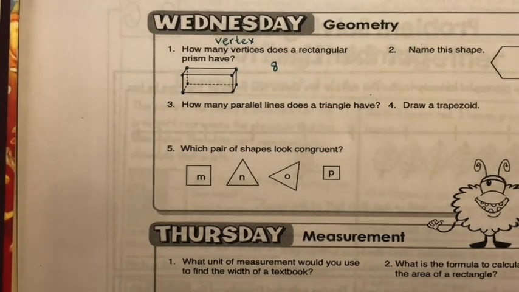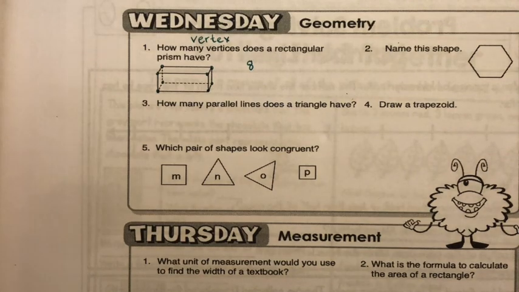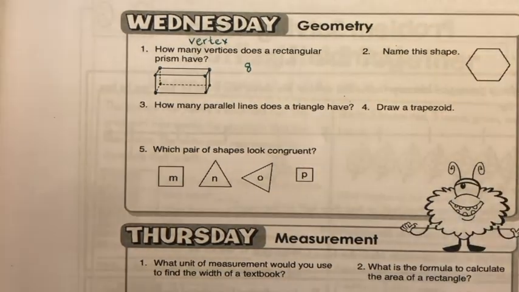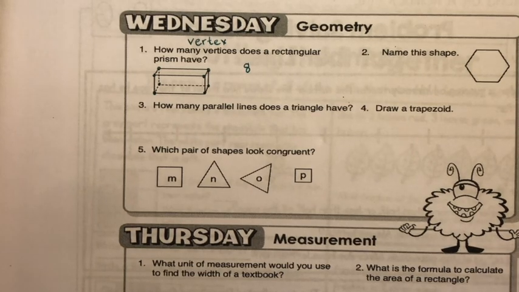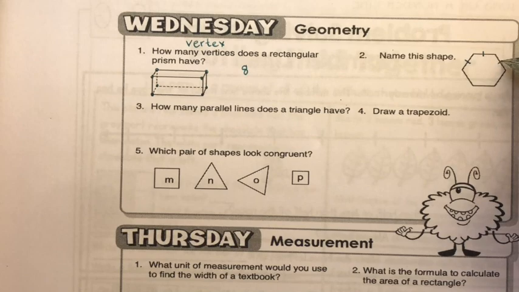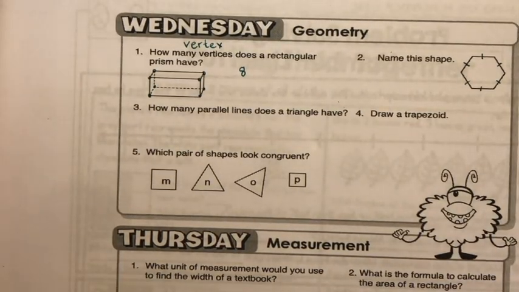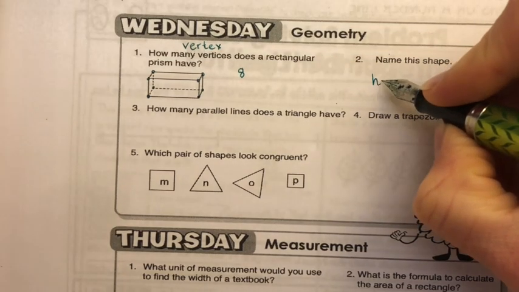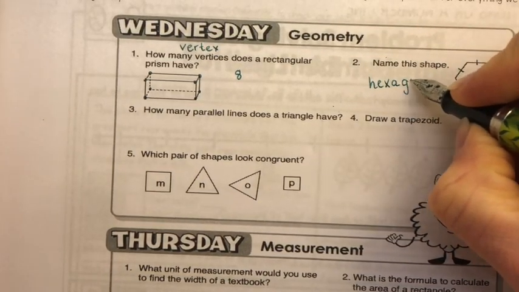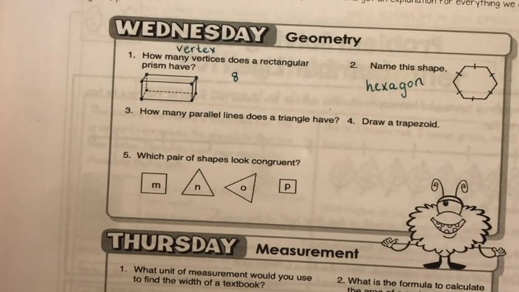Okay, number 2, name this shape. Now I'm just gonna move my phone over a bit so you can see the shape. Hopefully it doesn't fall. And we're gonna count the sides so we can name the shape, because you need to know how many sides a shape has before you can name it. So 1, 2, 3, 4, 5, 6. It has 6 sides. It is a hexagon. Hexagon.